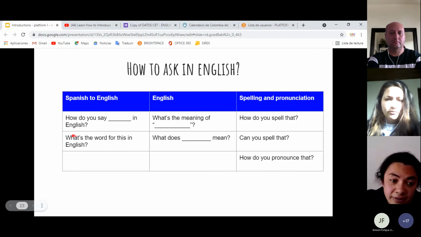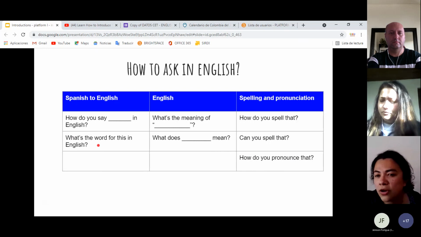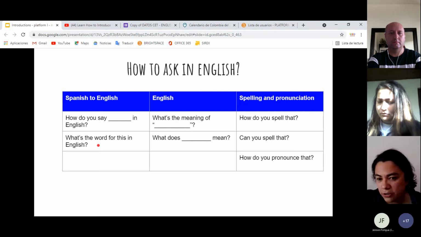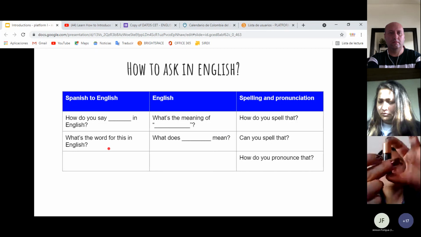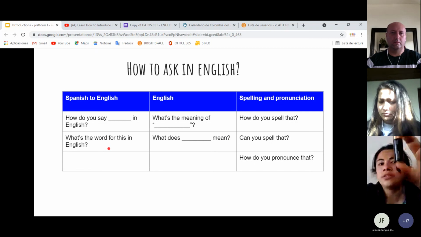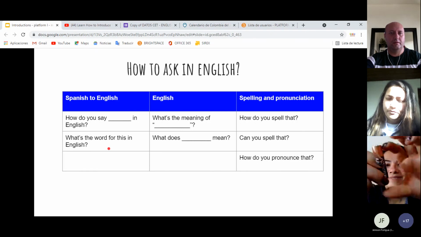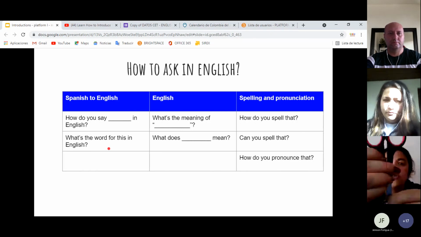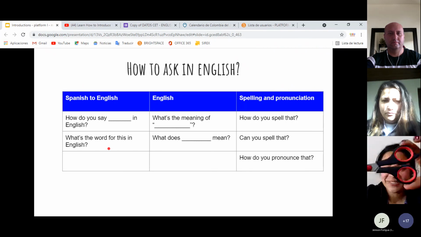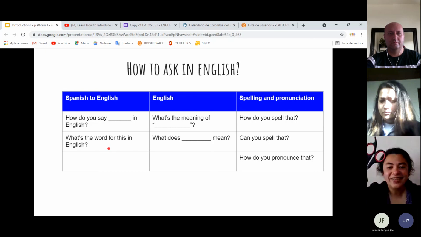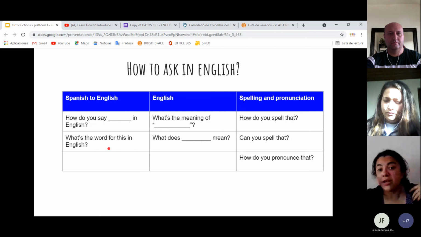Sometimes this one is a better option if the person we are talking to does not speak Spanish: what's the word for this in English? For example, guys, what's the word for this in English? You see, no Spanish. What's the word for battery? So this is a battery. Or what's the word for this in English? Scissors. Yeah, scissors. So in case you have questions about vocabulary, you can use that vocabulary with me.